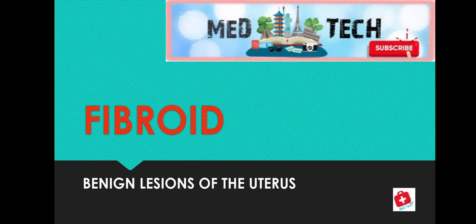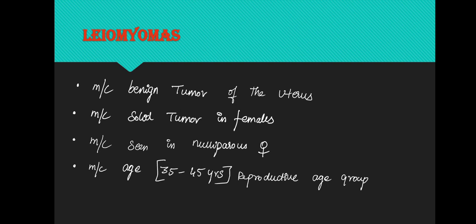Let's see about fibroid, which is also called leiomyoma. This fibroid is one of the very important benign lesions of the uterus. Fibroid is also called leiomyoma.